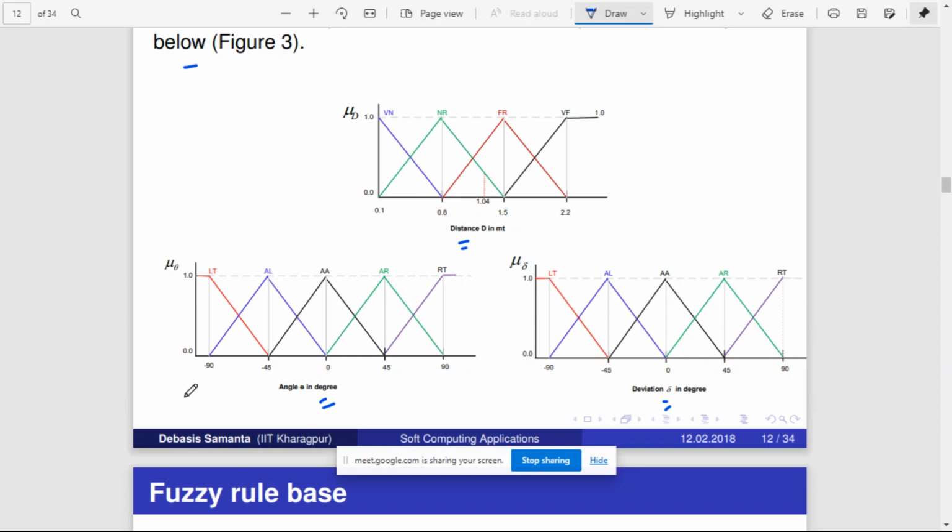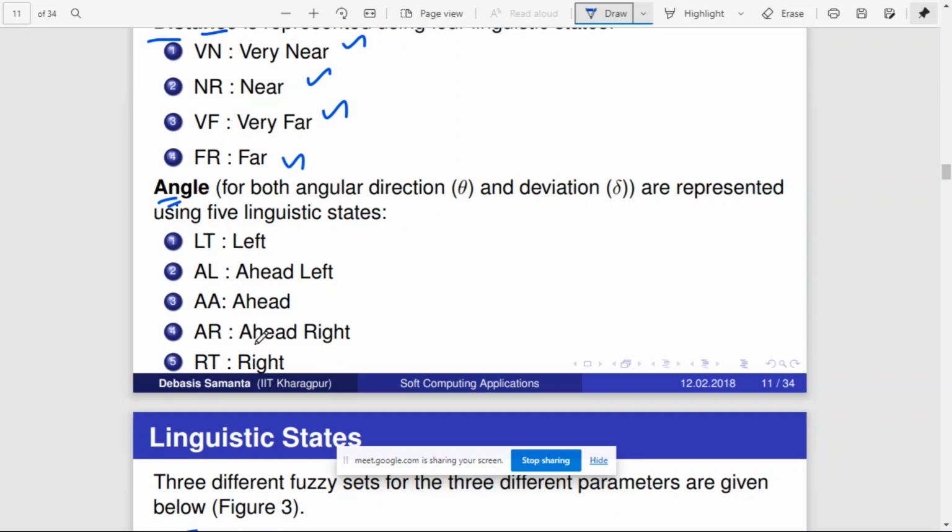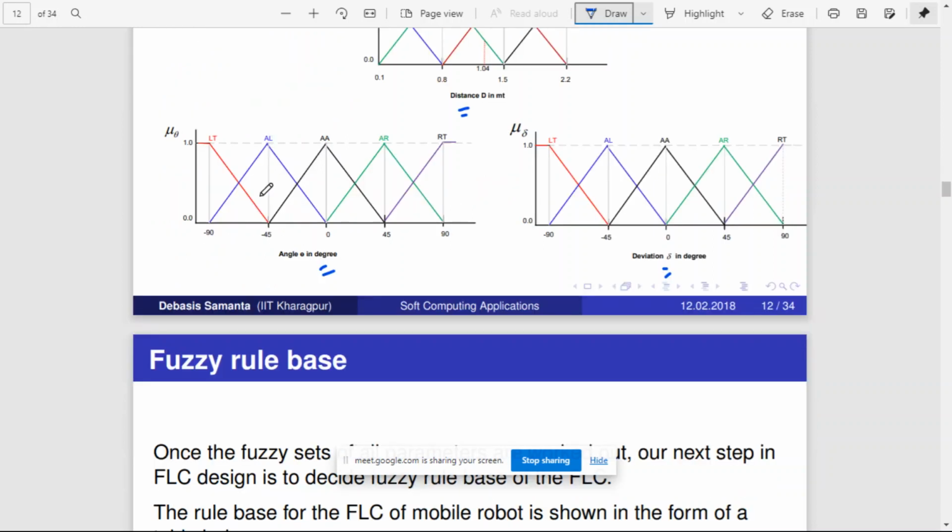Similarly, this is angle in degrees. If you see this angle in degrees, this is LT. LT is represented like this. LT means left, so it means the object is to the left. This is AL, ahead left, which is represented through this membership function. This is AA, ahead, just ahead, which is represented like this. This is ahead right, which is represented like this.